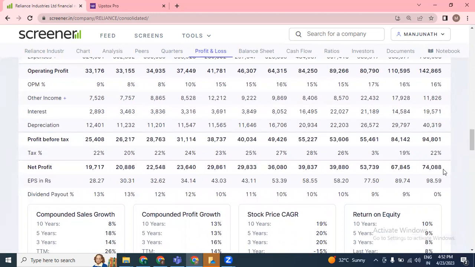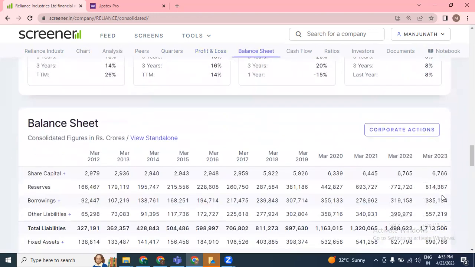So total last year they made 74,888 crore, and there is no dividend they paid out. So there is no deduction. Straight away 74,000 goes to their balance sheet. So we are now taking that amount into the balance sheet.